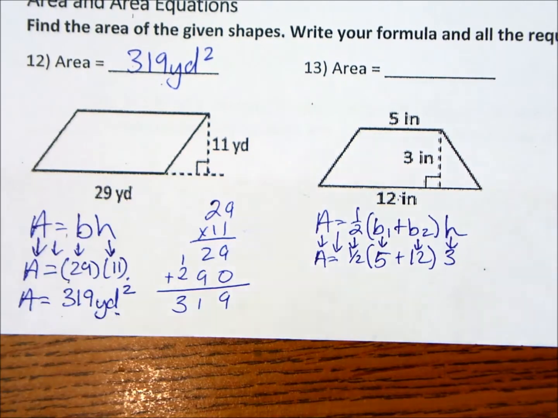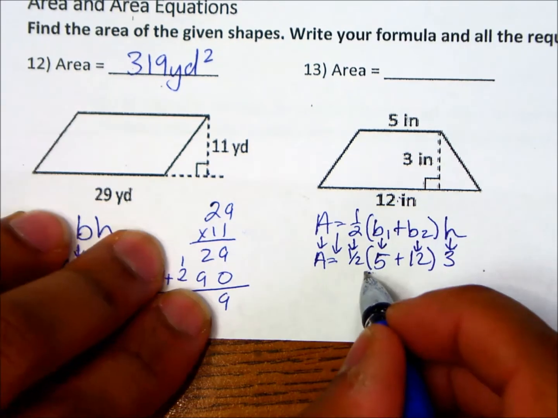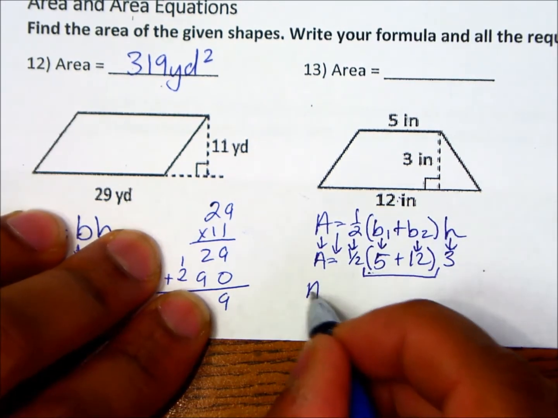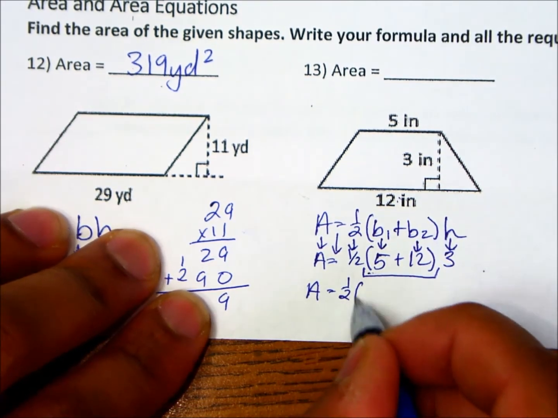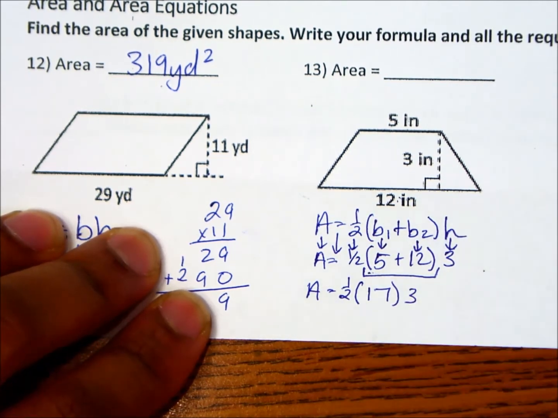I put the arrow so I know I substituted everything. That's your second step on your notes. It tells you exactly to follow each step. So the second step is the substitute. After that, let's go to order of operations. First is parentheses, so let's add up our bases. Bring everything else down. 5 plus 12 is going to get me 17. Bring down your 3.